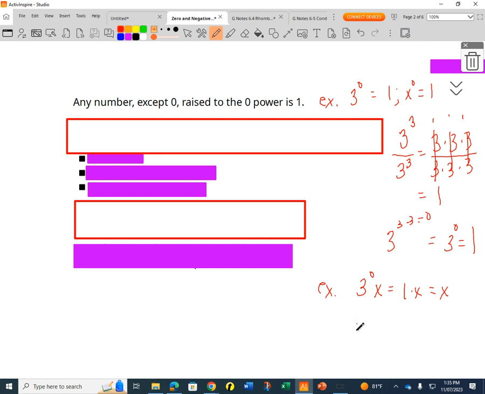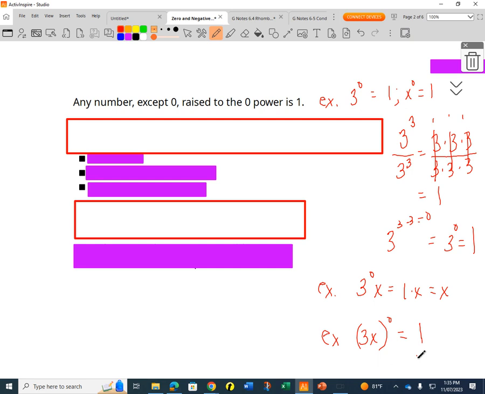And so we're going to do another example. Now what if we have 3x, grouping symbols, parentheses, to the 0 power. Now everything is raised to the 0 power, so now that entire thing is 1. Does that make sense, Jacob?